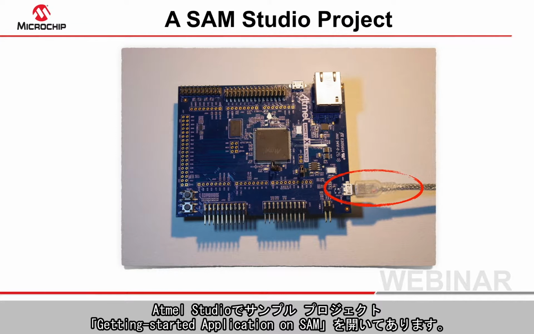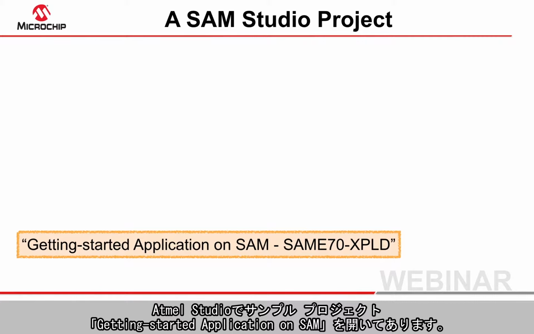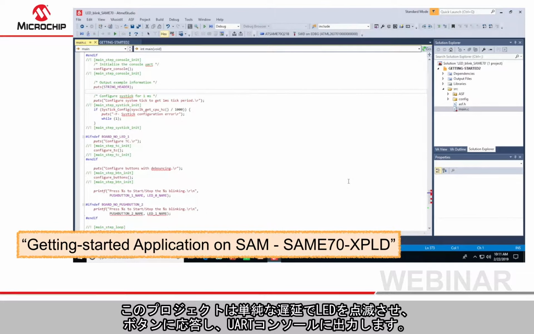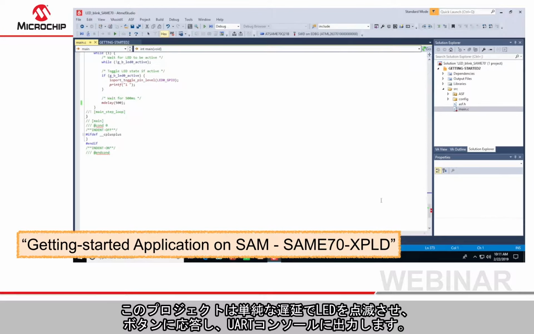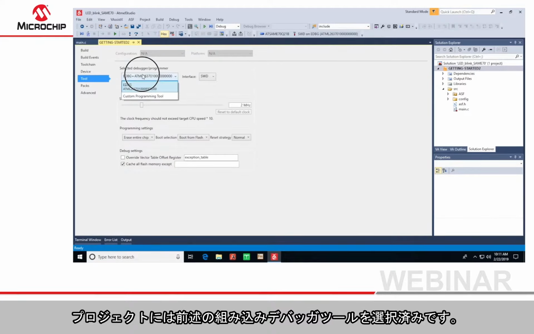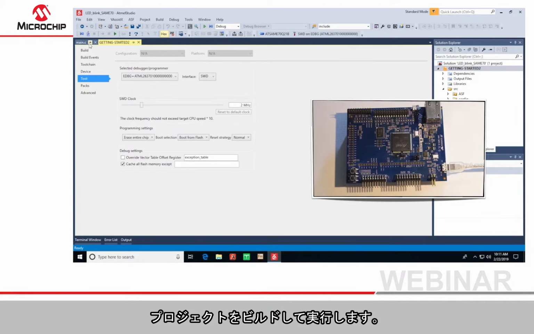In Atmel Studio, I have opened the example project, Getting Started Application on SAM. This project toggles the LED using a simple delay, responds to the buttons, and writes to a UART console. The project has the embedded debugger tool selected. I'll build and run the project.